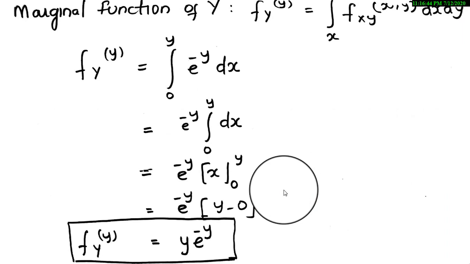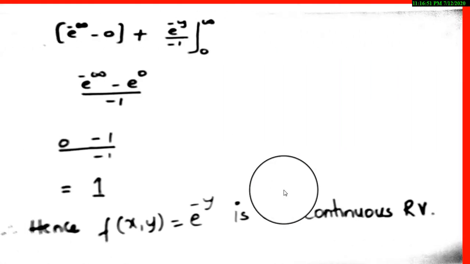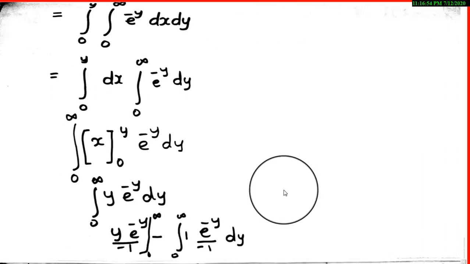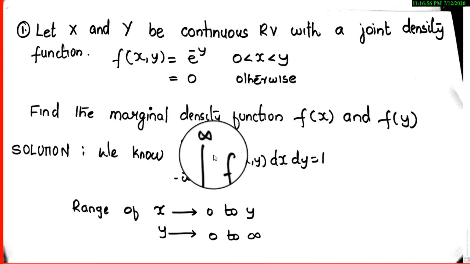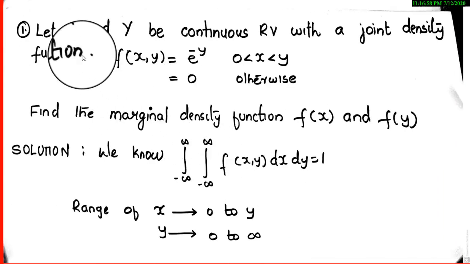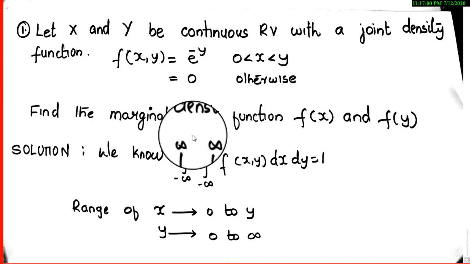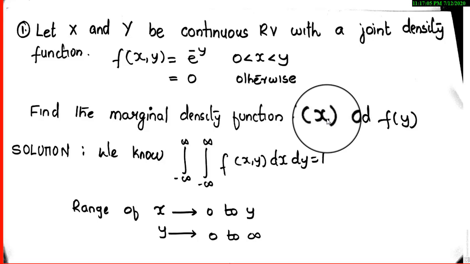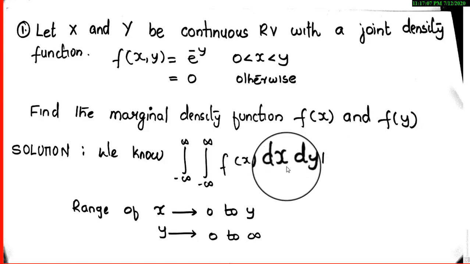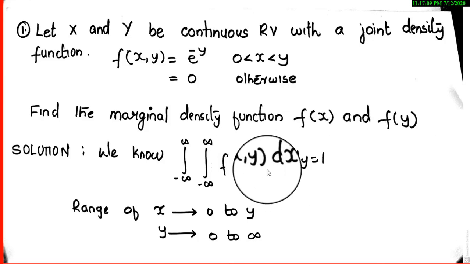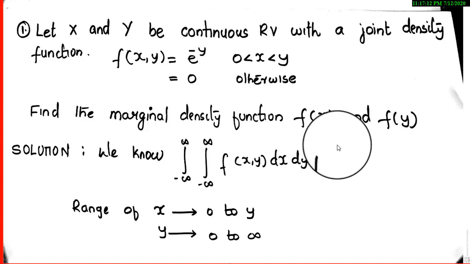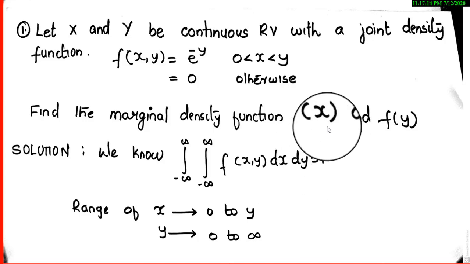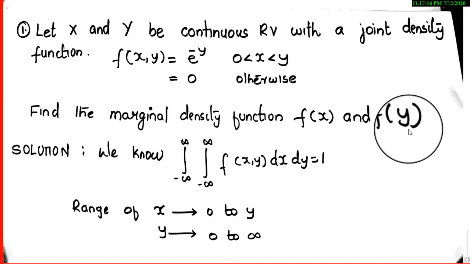Hence I got both the values, the marginal function of x and the marginal function of y, and I have also shown that it is a continuous random variable. So the three things asked in the question are: find the marginal density functions f of x and f of y, and in order to find them, we should see whether this function is continuous or not. For it to be continuous, the integral should be equal to 1. That we have got. Next step we should do for f of x. Next step we should do for f of y.